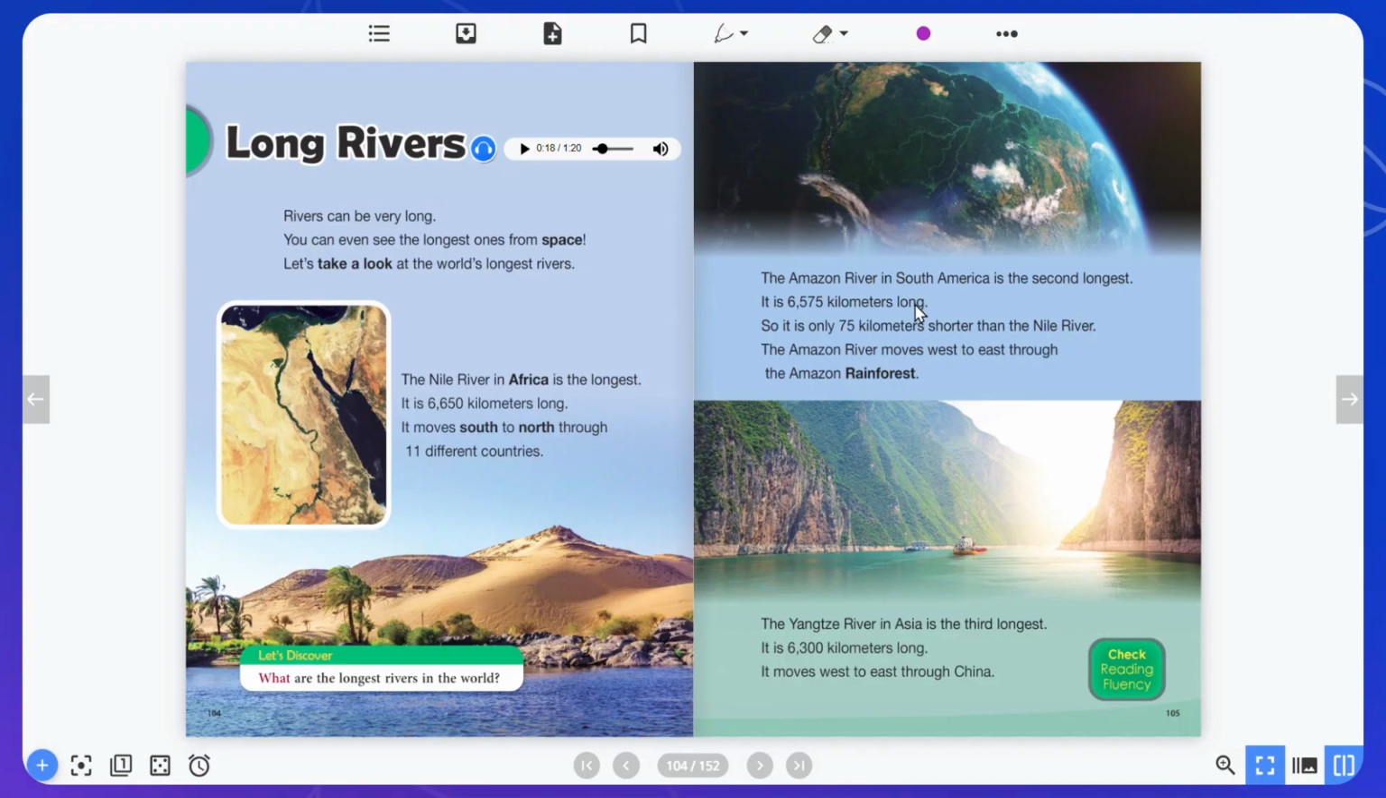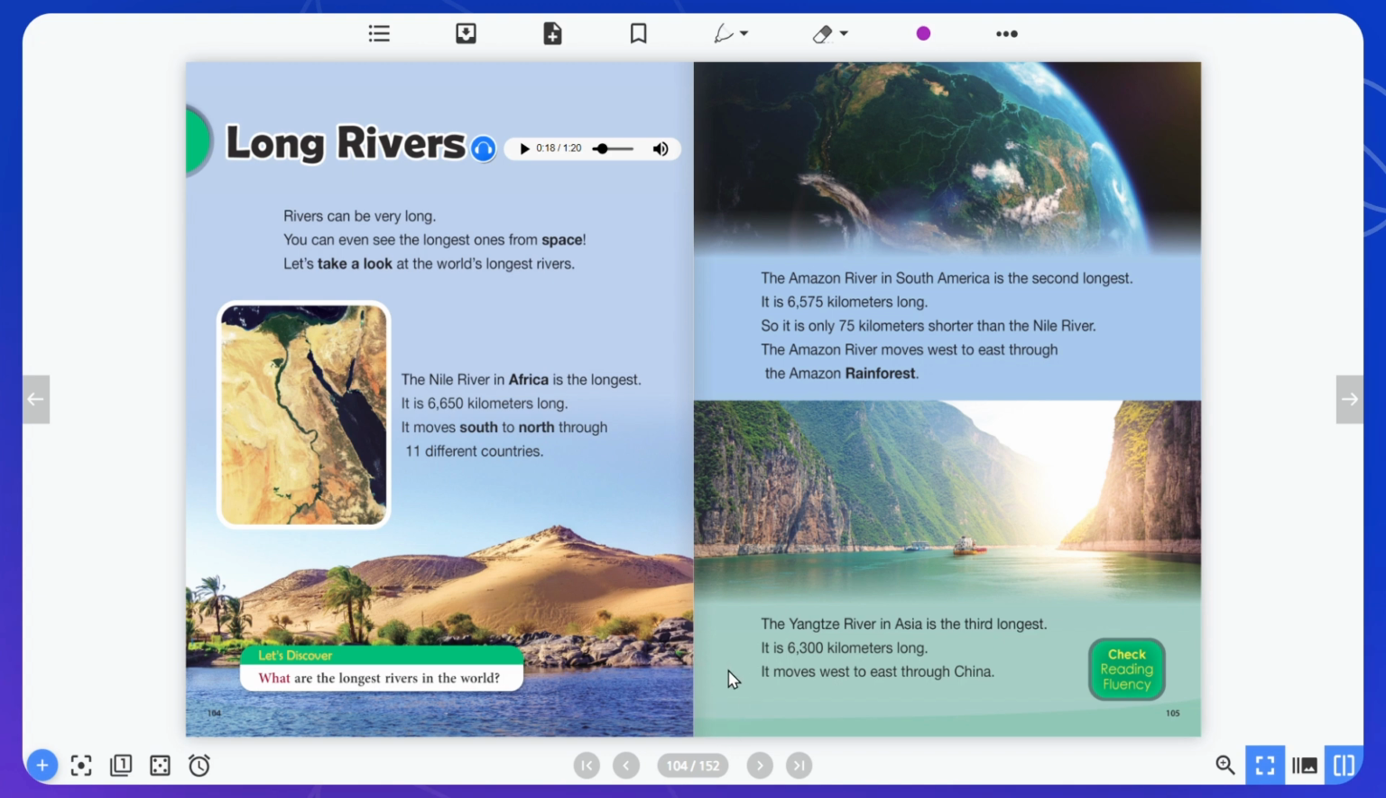What's the picture? What is the river here? What river is this? That's right, that's the Amazon River. And are we looking at the river from on Earth? No, we're looking at it from space. So we can see the Amazon River from space.